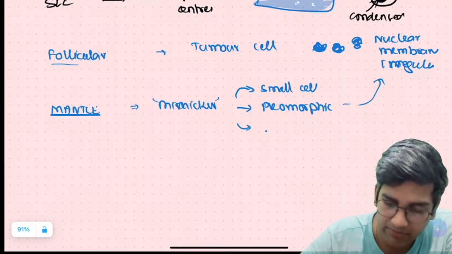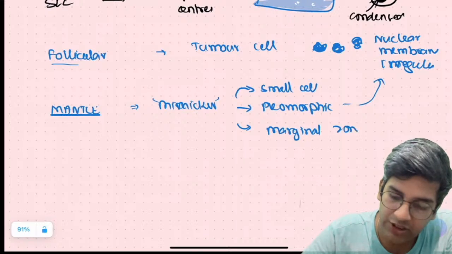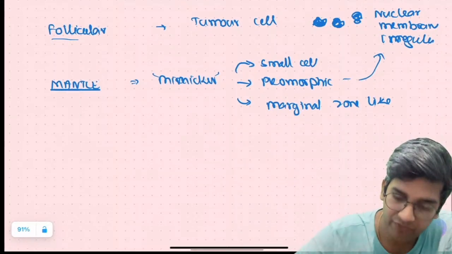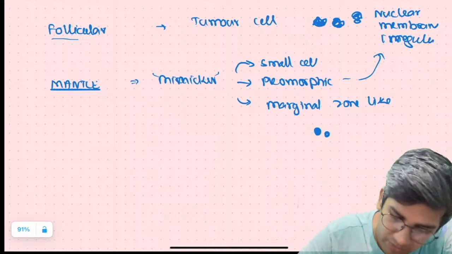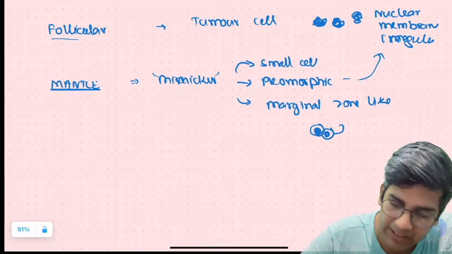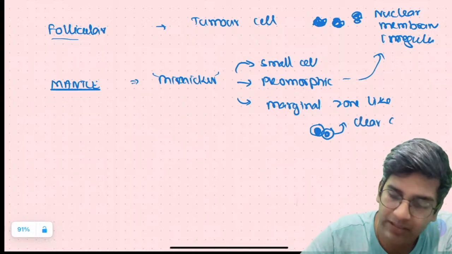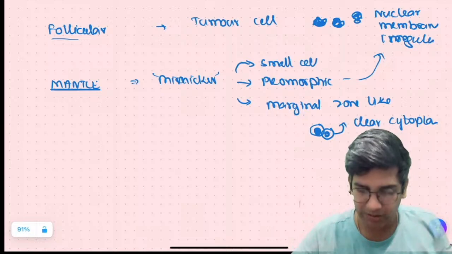I have something called a marginal zone like mantle. Marginal zone like mantle means you will have cells with a very thin rim of clear cytoplasm. That's very classical for marginal zone like mantle. You'll have extremely clear cytoplasm, a very thin rim of clear cytoplasm. I'll just go to a slide.